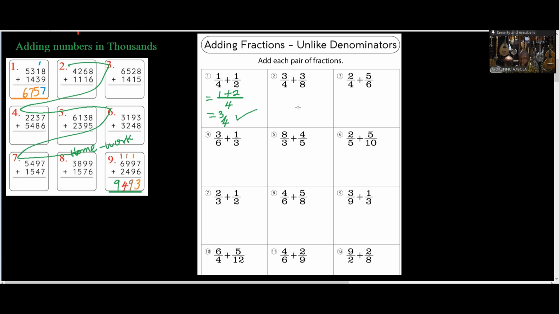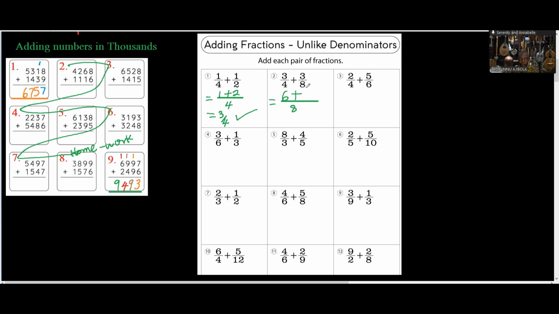Yes. Then the second one, still the same method. They are not the same denominators, but 8 is a multiple of 4. So I pick 8. Then I have 8 here. So 4 in 8, that's 2. 2 times 3, that's 6. Is that clear?